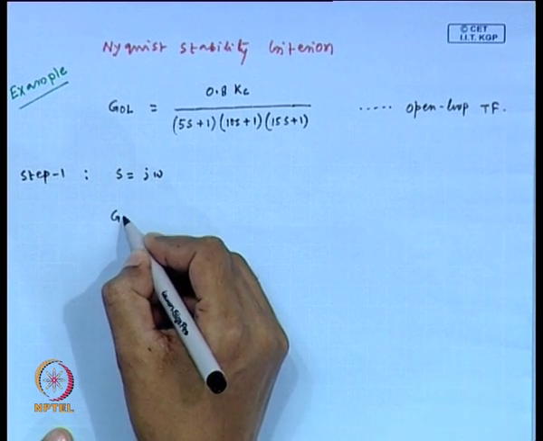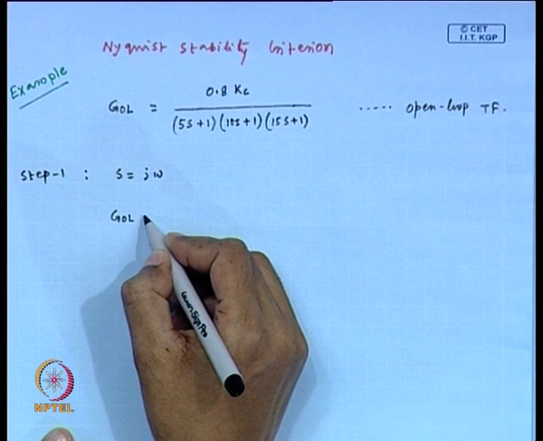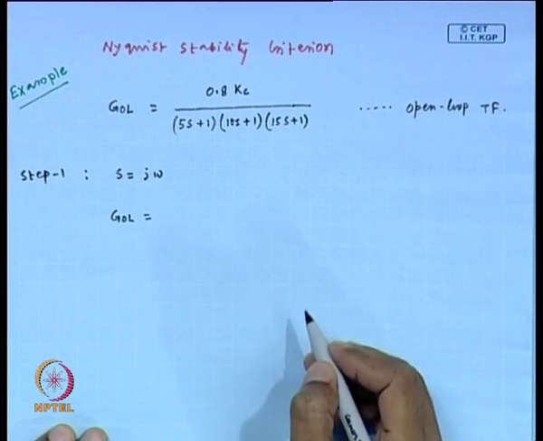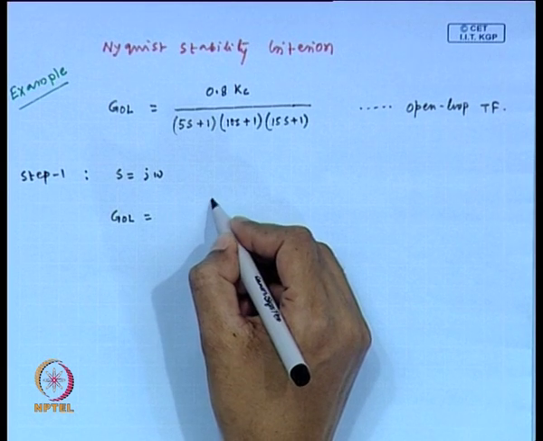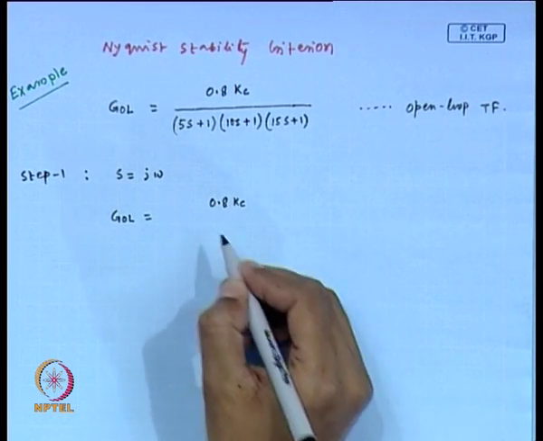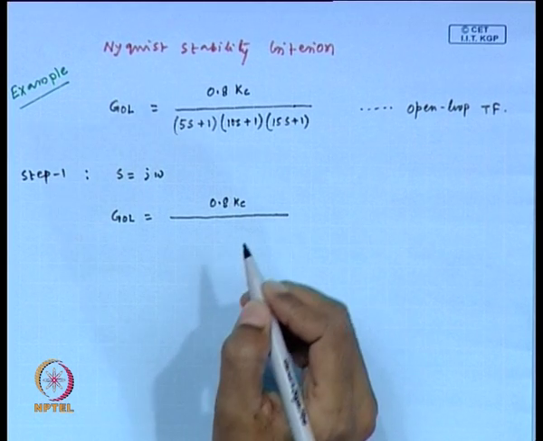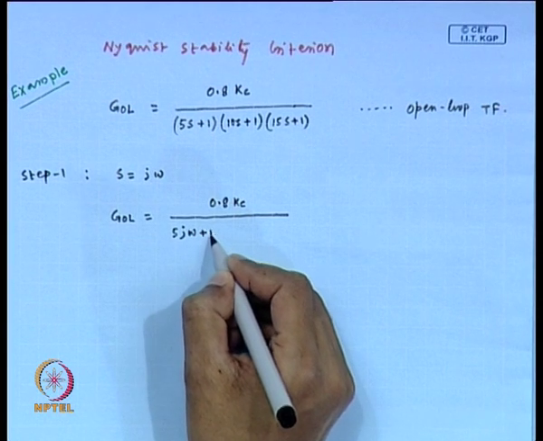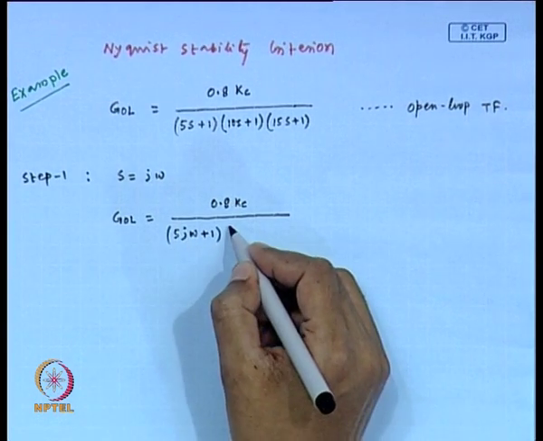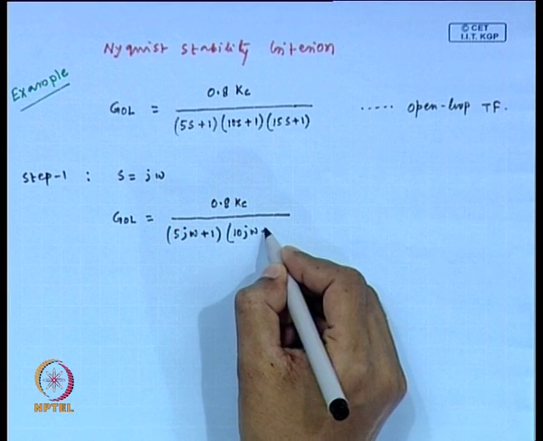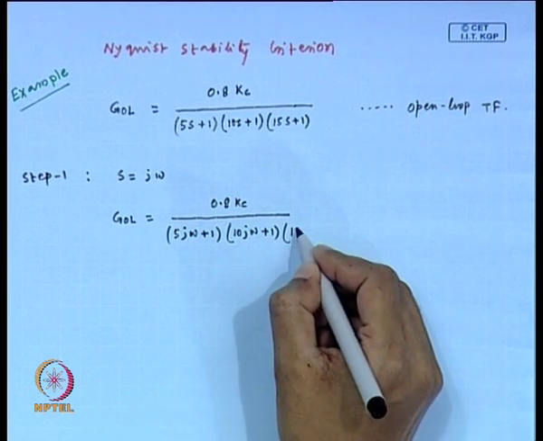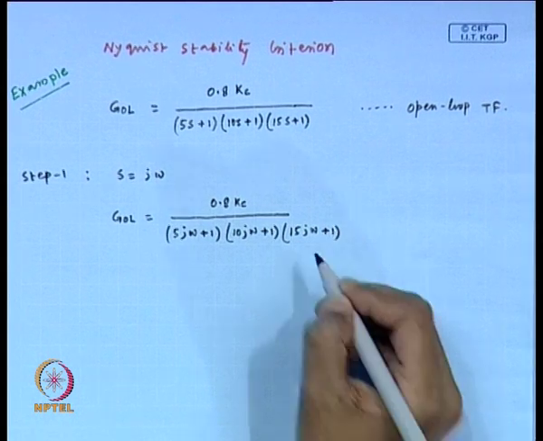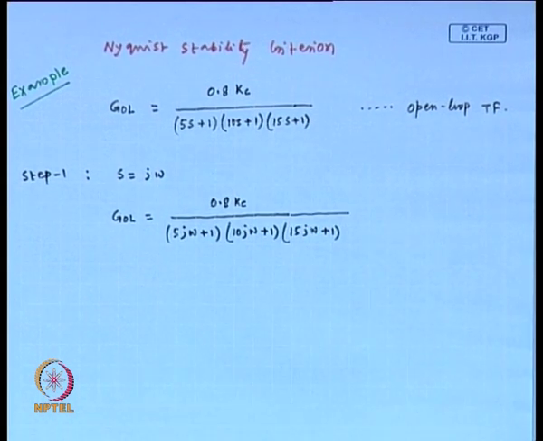Accordingly, we get the frequency response transfer function as G_OL equals 0.8 Kc divided by 5 j omega plus 1 multiplied by 10 j omega plus 1 multiplied by 15 j omega plus 1. This is the frequency response transfer function.